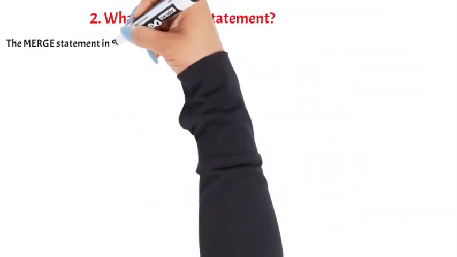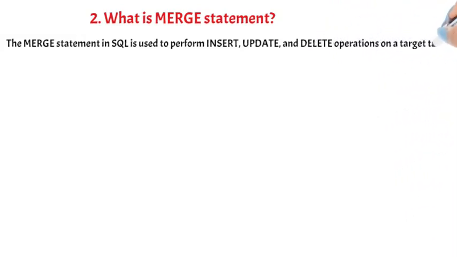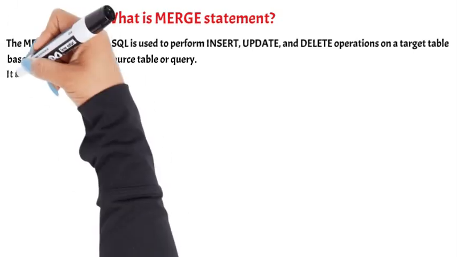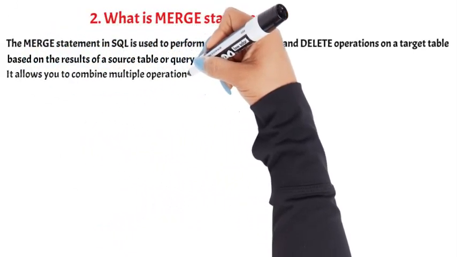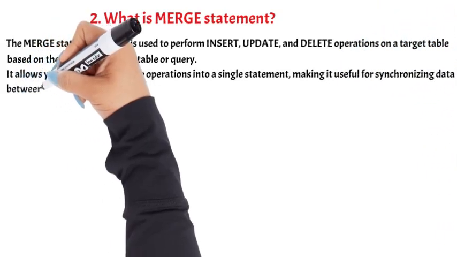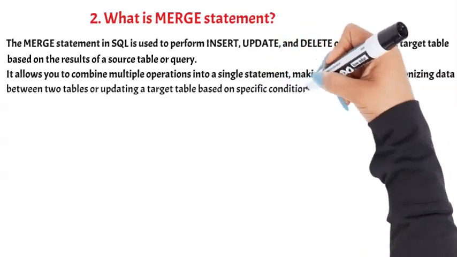2. What is merge statement? The merge statement in SQL is used to perform insert, update, and delete operations on a target table based on the results of a source table or query. It allows you to combine multiple operations into a single statement, making it useful for synchronizing data between two tables or updating a target table based on specific conditions.